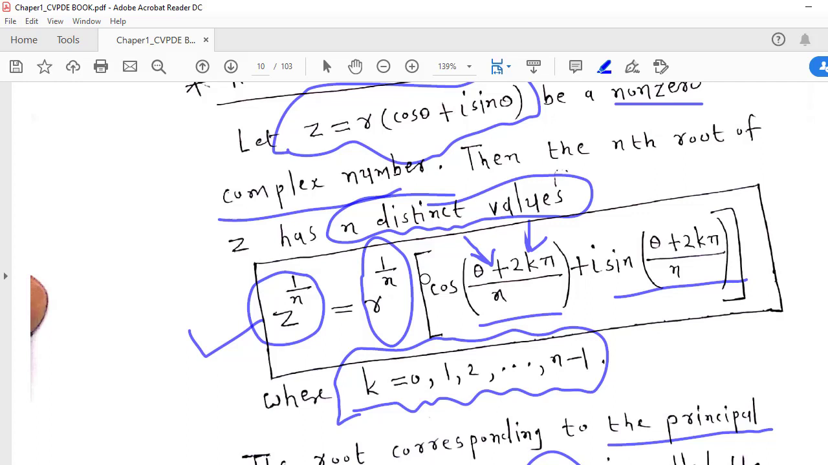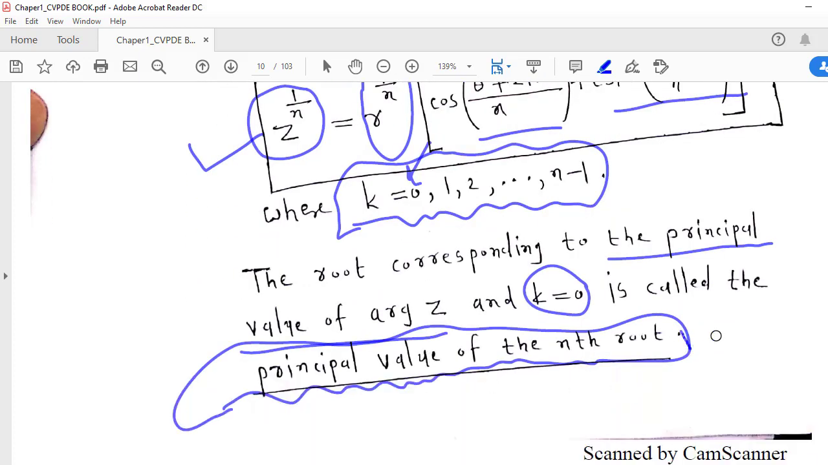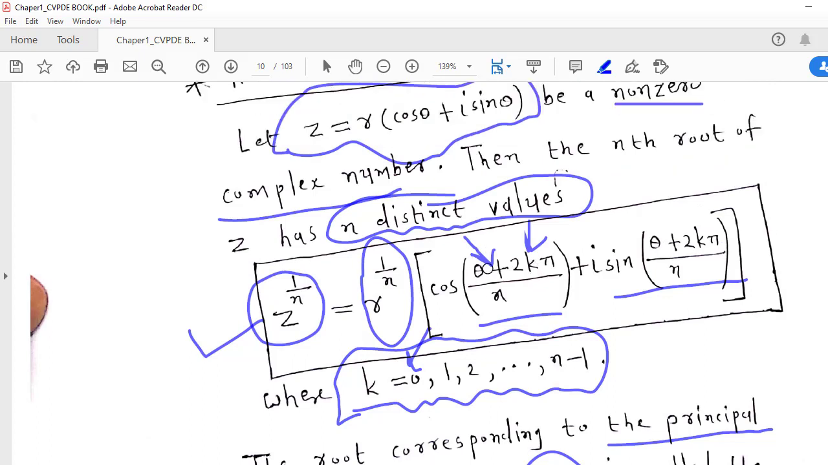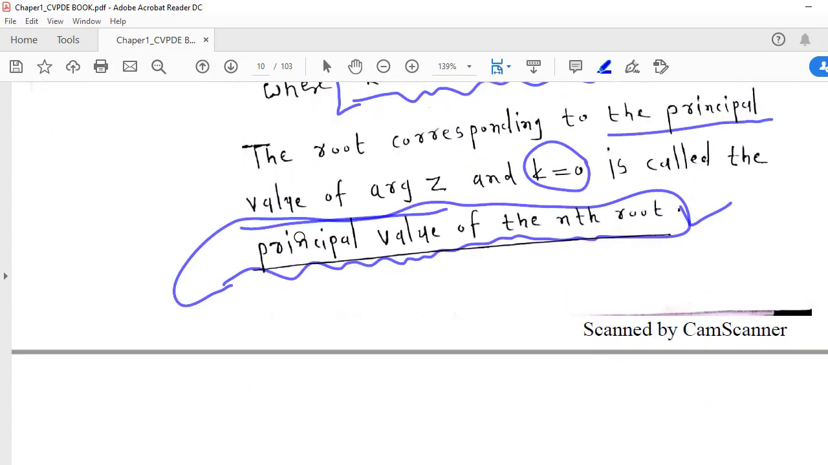So the value of the complex root corresponding to the principal argument of z and k equal to 0 is called the principal value of the nth root. Sometimes they ask you to mention the principal value of the nth root, or the principal root of a given complex number. In that case, you have to use that value of theta which is in the open interval minus pi to pi.